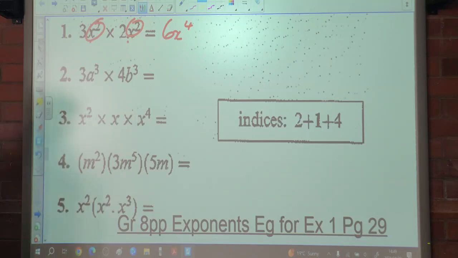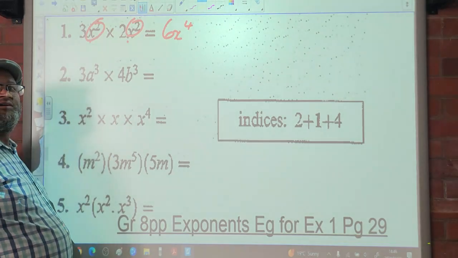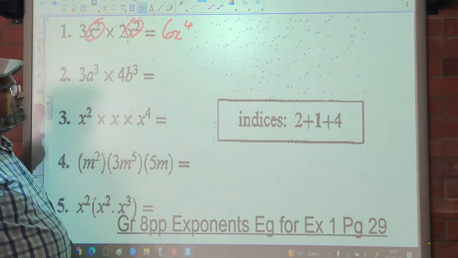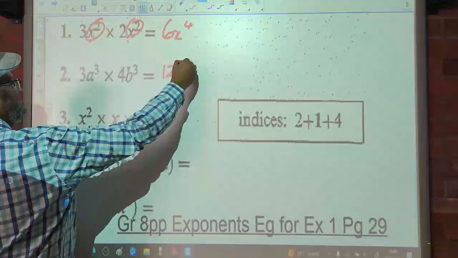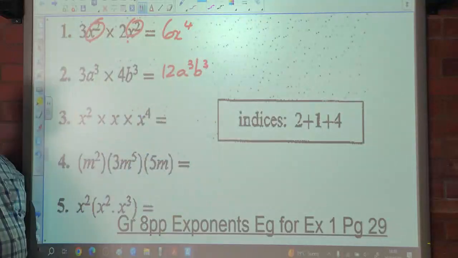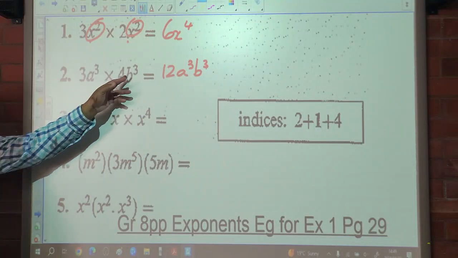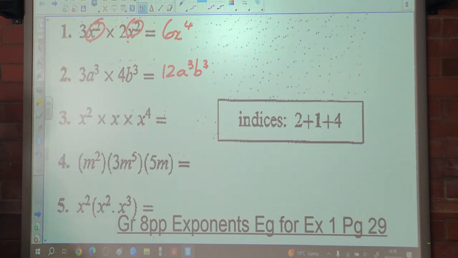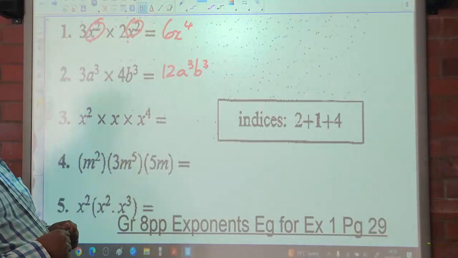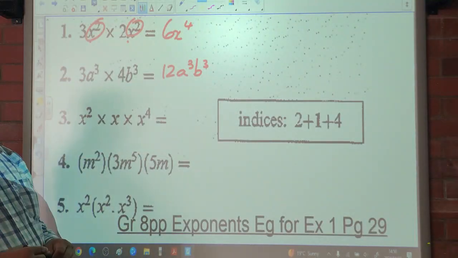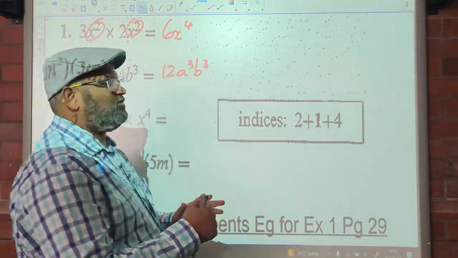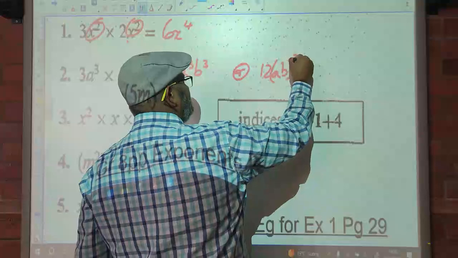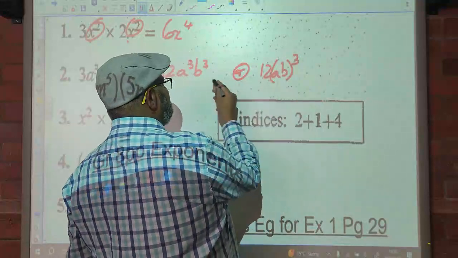Shirzad, what do you get? 12a to the power 3. You all agree with that? Yes, sir. Okay, we can't add these exponents. Why? Because they are not different bases. Yes, Michael. But then again, that is not the simplest form. She's saying, could you write it as 12ab cubed like that? But this is the simplest form.